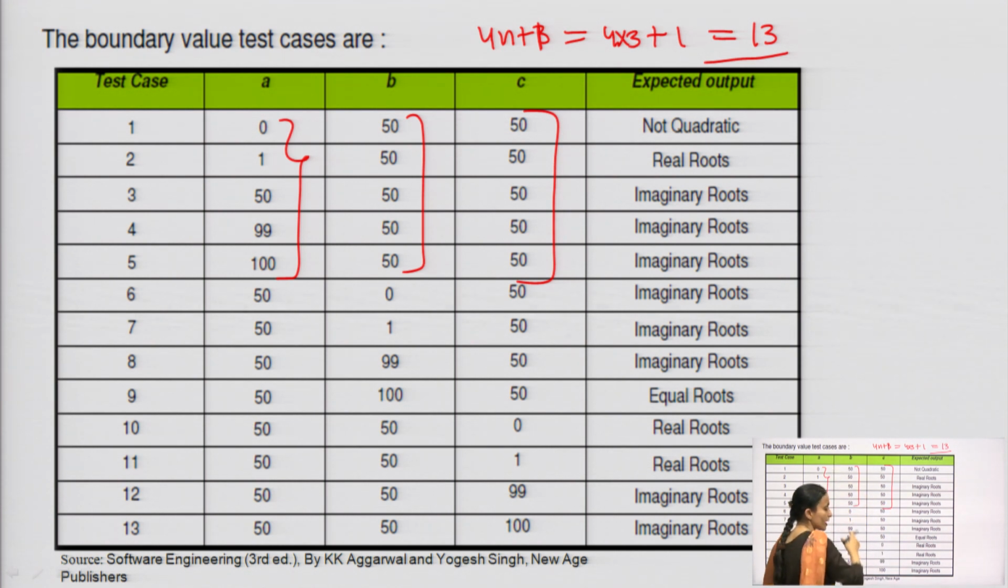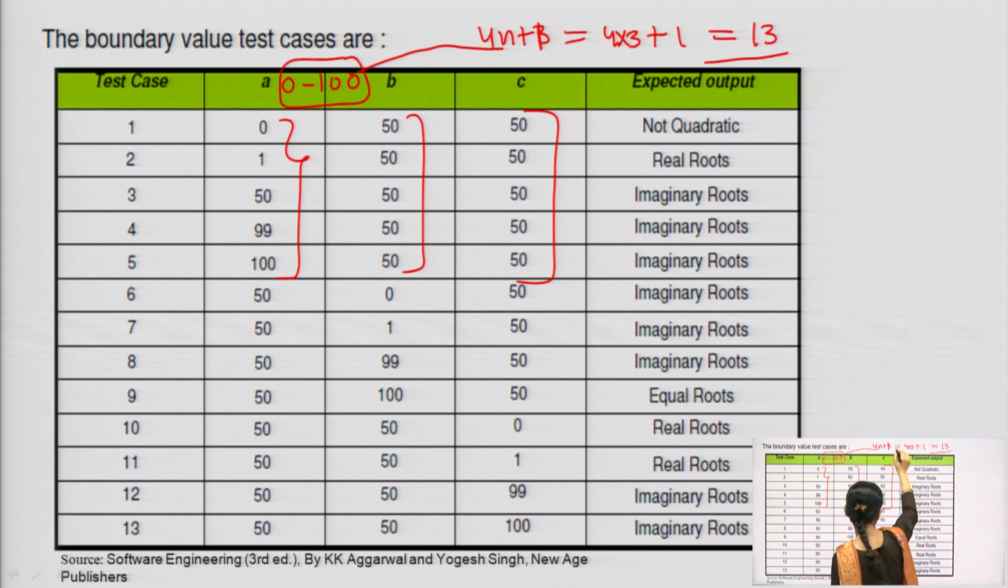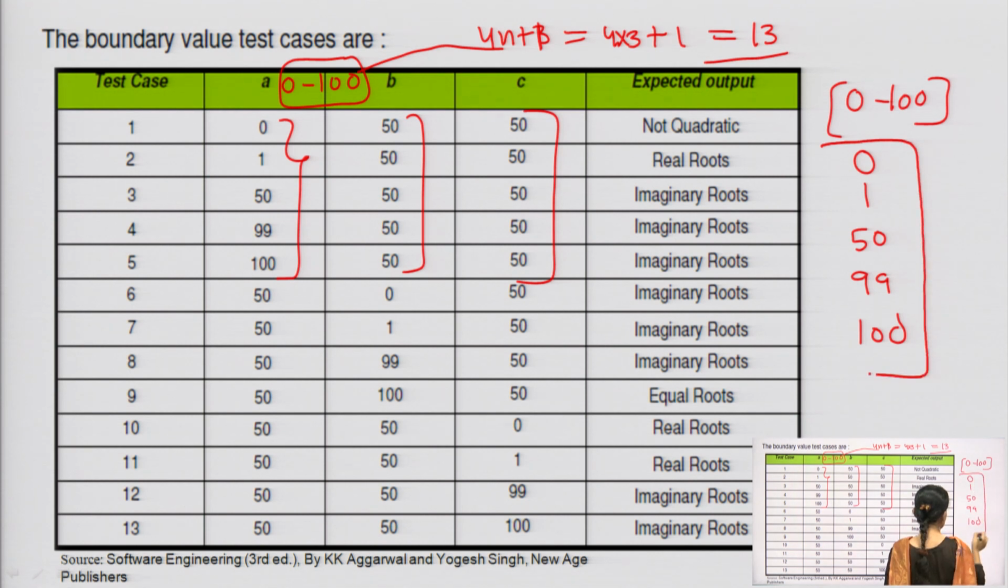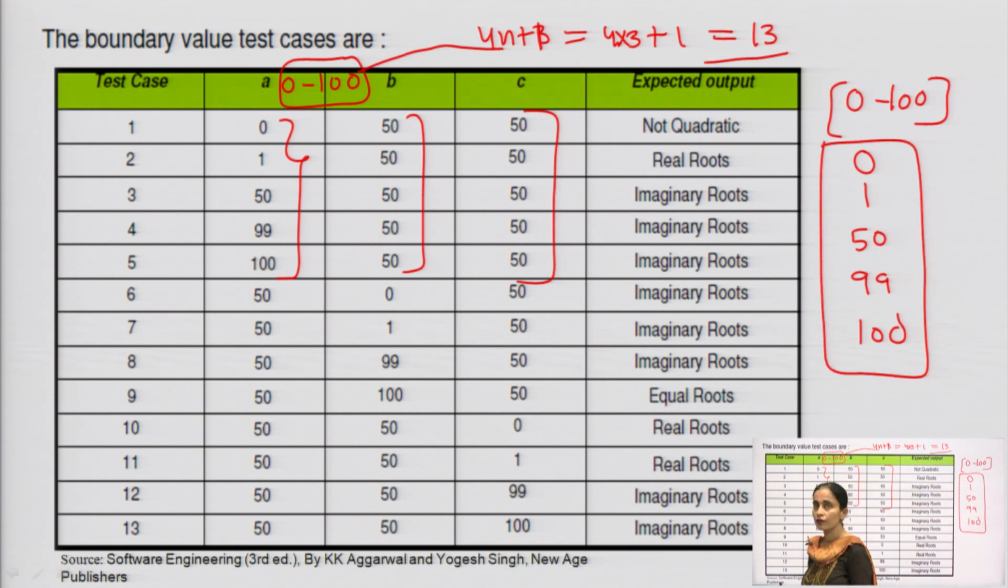So, a is varied, b and c are kept at nominal. In this BVA, I will be changing one variable's behavior and the other variables are kept at the nominal value. As per boundary value analysis, because the range of a is 0 to 100, the values of a to be checked will be 0, 1, 50, 99 and 100. So, I have to check the program behavior on these boundaries.